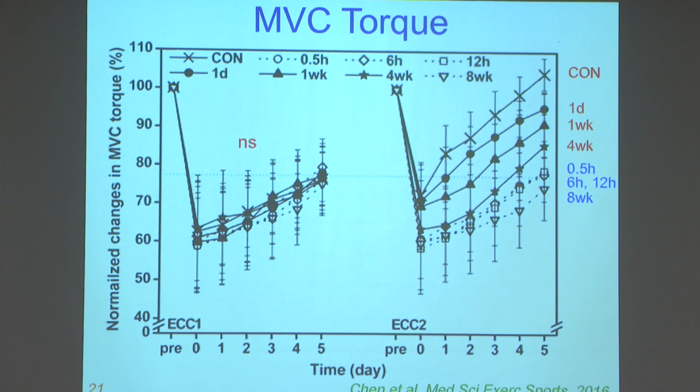After the second bout, using the same arm, there was significantly faster recovery of strength. This is the controlled condition. But even for the group who used the opposite arm, 1 day or 1 week and 4 weeks later, there was significantly faster recovery compared to the first bout.